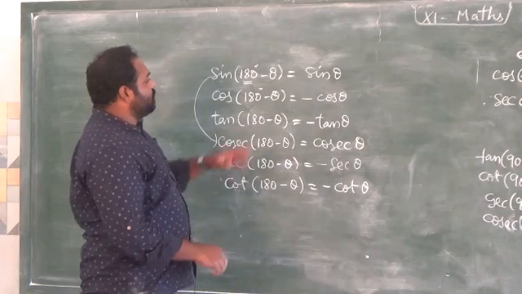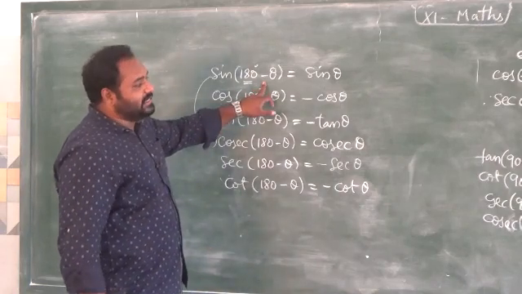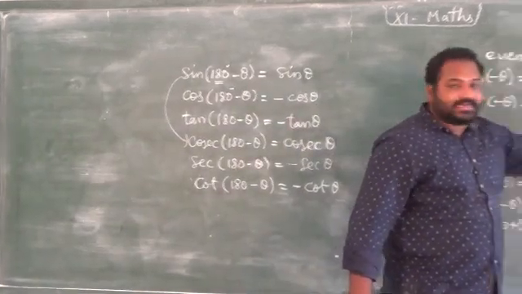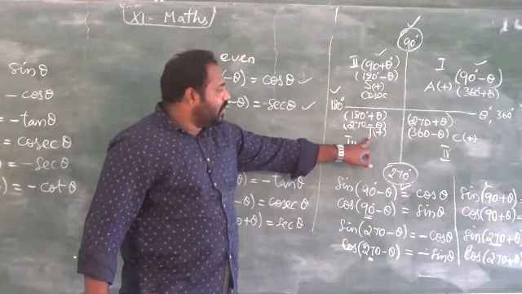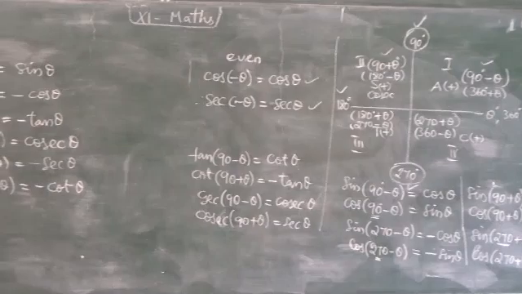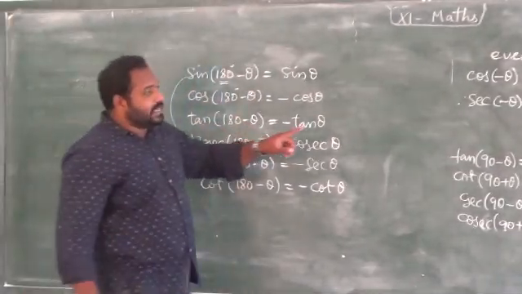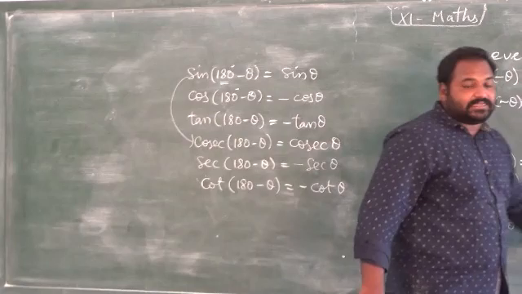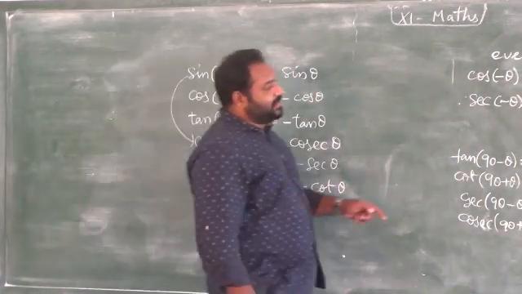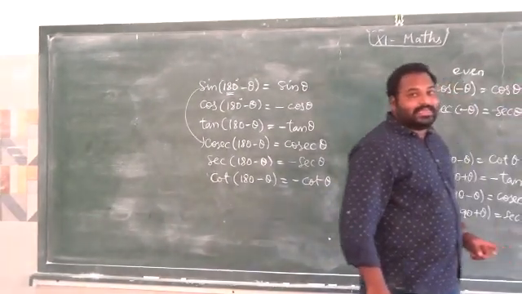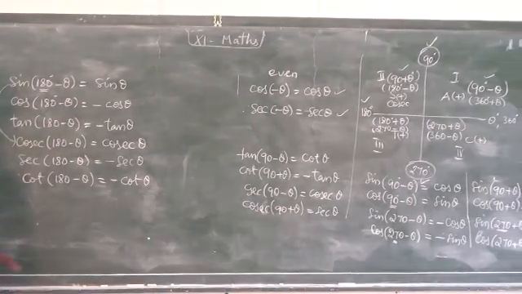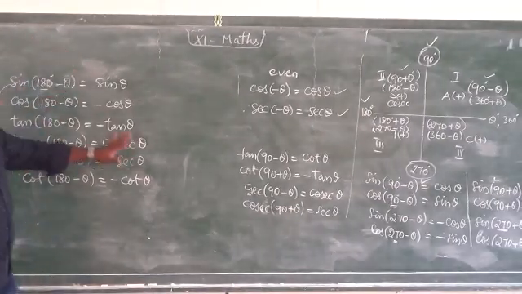Same like that, if you put plus here, 180 plus theta for all the 6 ratios, it occurs in the third quadrant. Except tan and cot, all are negative. And the ratio will not be changed. The same ratio will come. Same like that, 360 minus theta for all 6 ratios is in the fourth quadrant. Only cos and secant are positive. All other values will be negative.